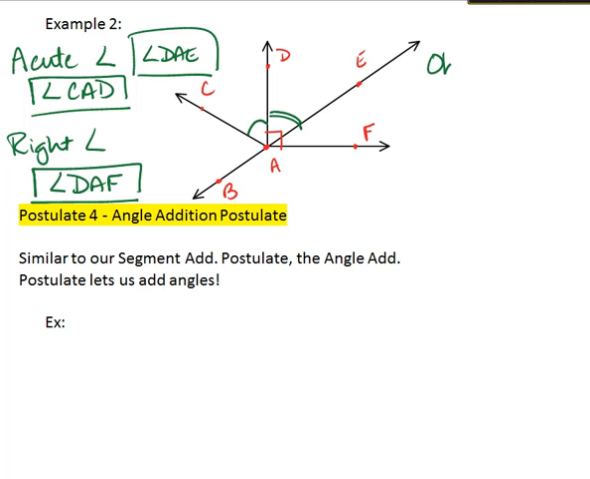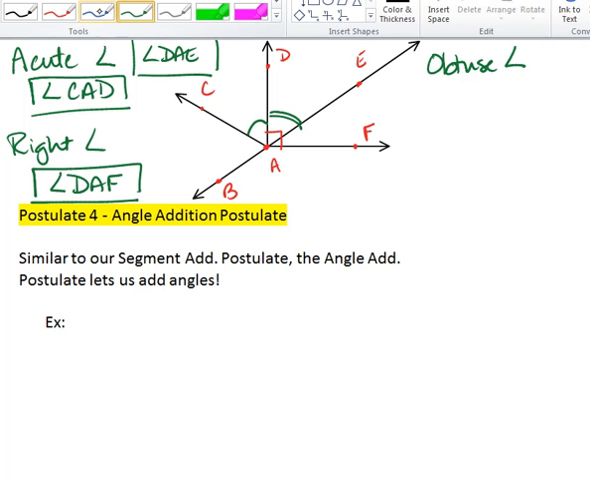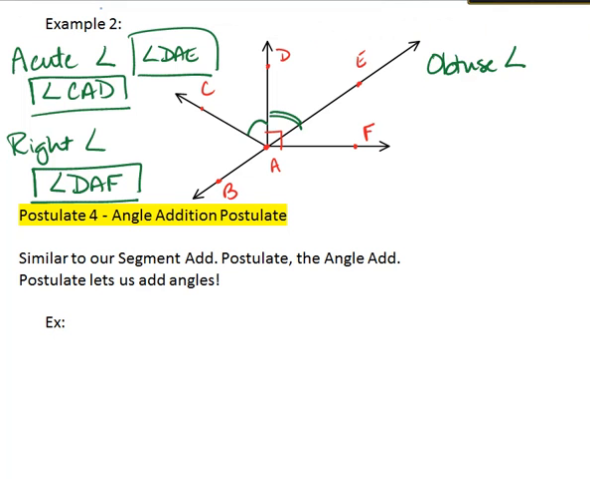Alright, how about an obtuse angle? Well, we need to make sure that this is larger than a 90-degree angle, but smaller than a straight angle. So the one I see right now is FAC. Or you can write this as angle CAF.